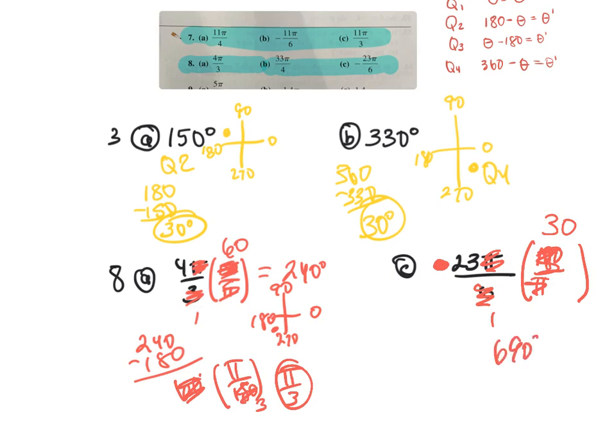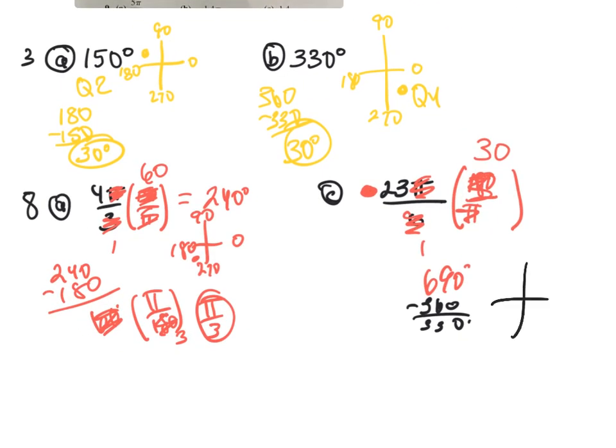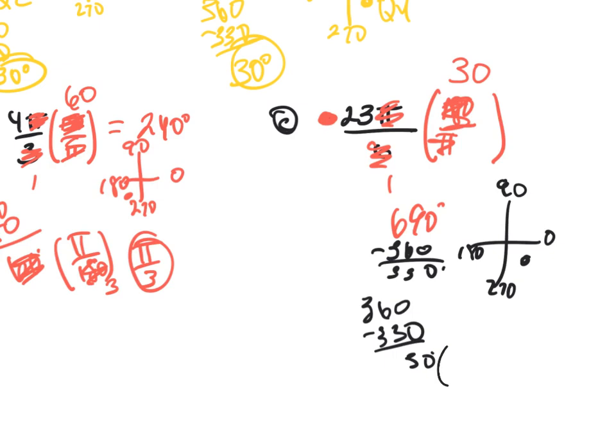Well, where is 690 on the unit circle? Well, it's bigger than, or on the coordinate plane, it's bigger than an entire circle. So let's subtract a whole circle. And I get 330. Now we can look at 330, and 330 happens to fall where? Right here in the fourth quadrant. So it's 360 minus 330, which gives me 30 degrees. But again, my problem started off in radians, so I'm going to answer in radians. So 30 over 180 on the bottom, pi here, I get pi over 6.